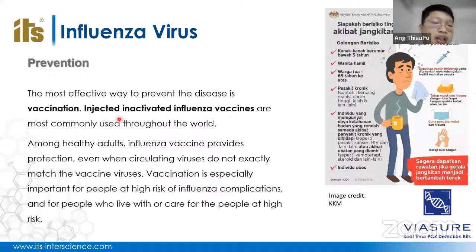The injected inactivated influenza vaccine is the most common way used throughout the world. Among healthy adults, the influenza vaccine provides protection even when the circulating virus does not exactly match the vaccine virus. So in case you get the shot for flu A, you still have some little protection from flu B also. Vaccination is especially important for people at high risk of influenza complications, and for those who live with or care for people at high risk. So one way is through vaccination.